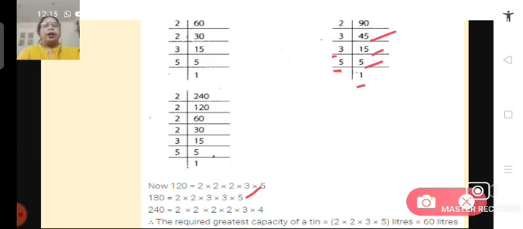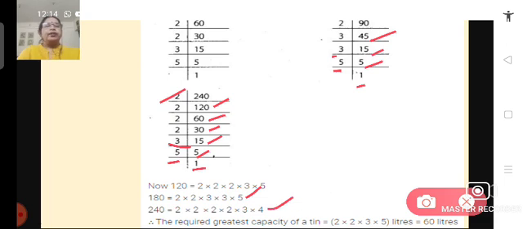Now we start the prime factorization of 240 by dividing it with the smallest prime number, that is 2. We get 120, which is again divided by 2. We get 60, 60 again divided by 2. We get 30, 30 again divided by 2. We get 15. Now 15 can be divided by the next prime factor, that is 3. So we get 5 here and 5 divides itself, we get 1. So what is the prime factorization of 240? It is 2 into 2 into 2 into 2 into 3 into 5.